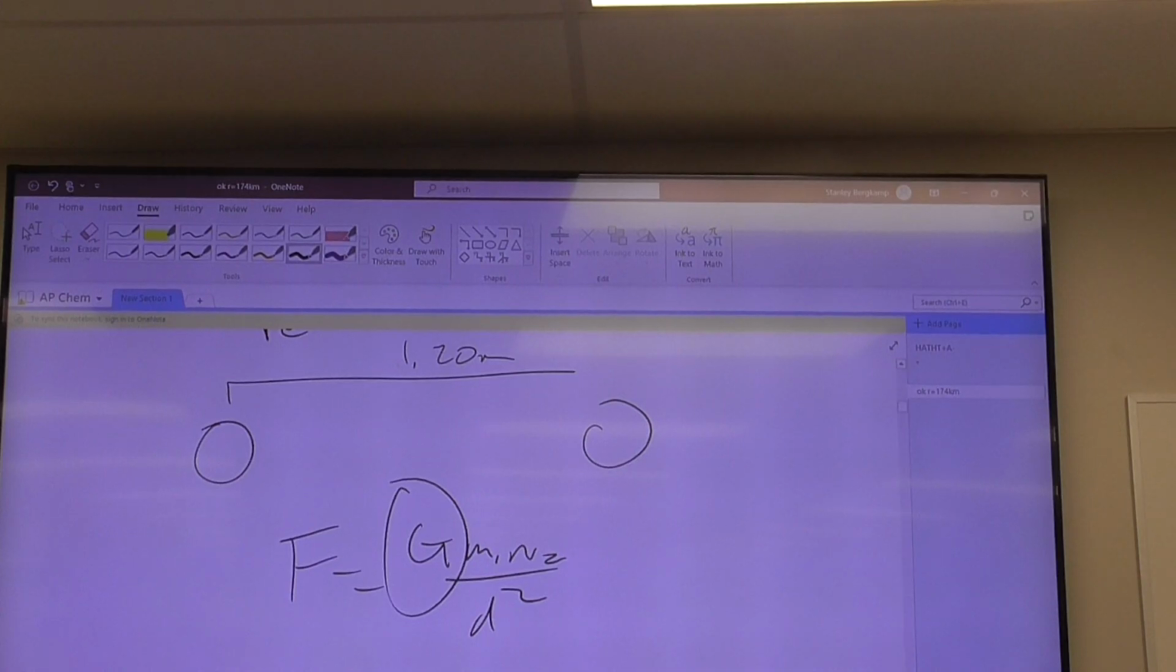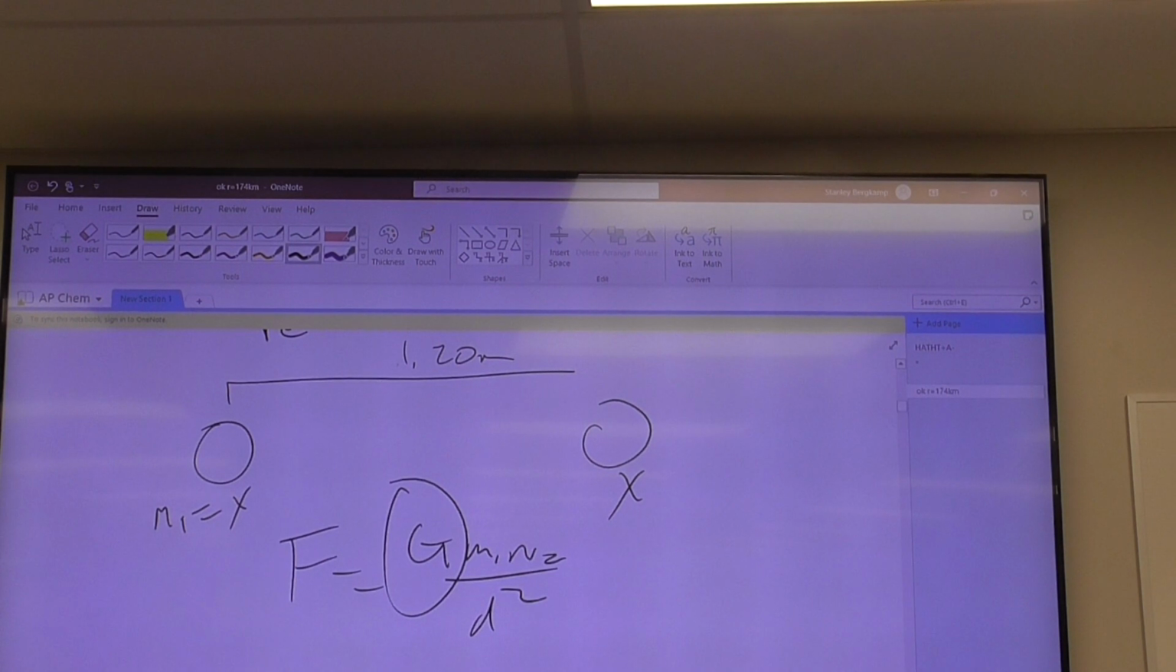So if you let mass 1 have a value of x, what's going to be the value of mass 2? X. Why? Because they're identical. So you're going to have x times x. Solve for x.